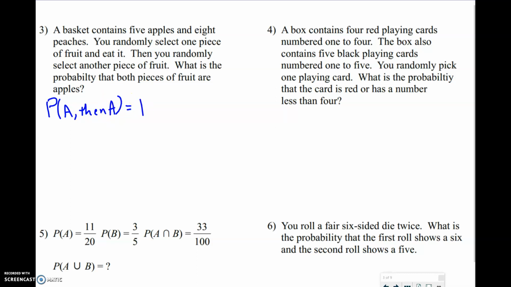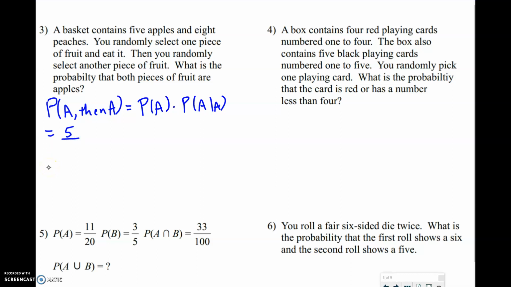So this time we're going to do the probability that the first one is an apple times the probability that the second one is an apple, knowing that the first one was an apple. So we just have to be a little bit careful. We have what we call dependent events here, because if I draw an apple out the first time, the probability of an apple for my second draw has changed.